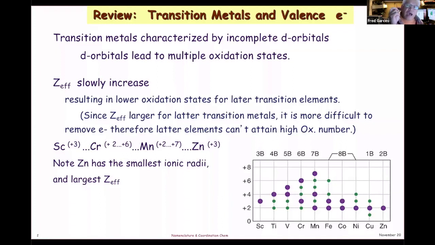L-I-G-A-N-D, ligands. Some people call it ligands. I learned it as ligands. It depends on whether you're across the pond and they say ligands, but here in the West Coast we call it ligands. Anyway, what were some ligands that you guys are used to? Ethylene diamine, that's a ligand. Ammonia, that's a ligand. Water is a ligand because it's got lone pair electrons that can bind to the metal.